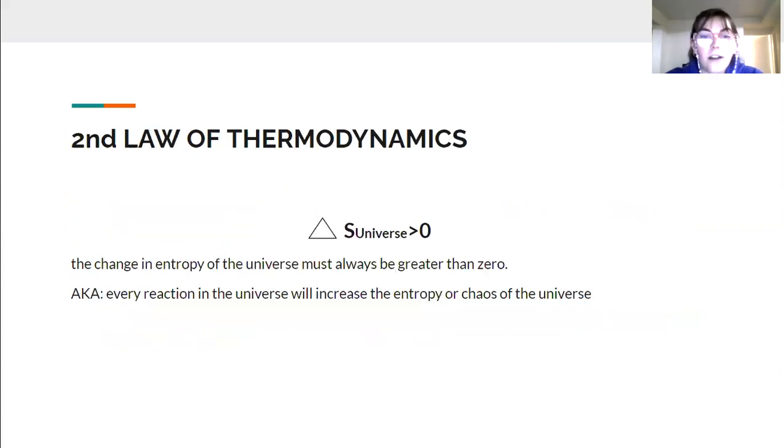The second law of thermodynamics applies to entropy. In the second law of thermodynamics, we see here that the delta or change in entropy of the universe is always greater than 0. In other words, every reaction in the universe will increase the entropy or chaos of the universe.